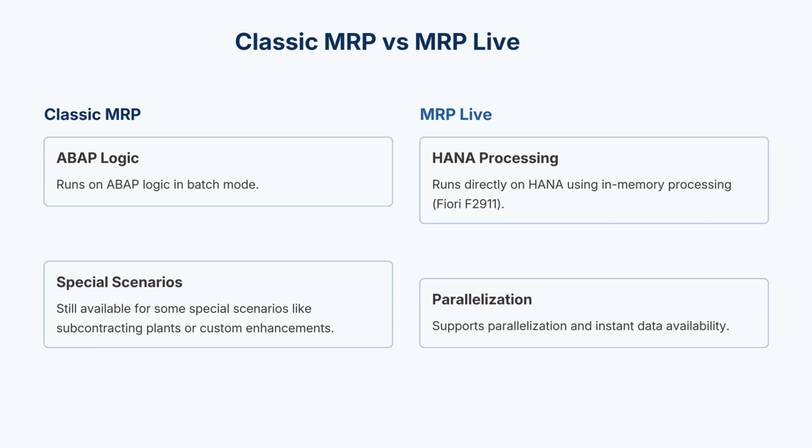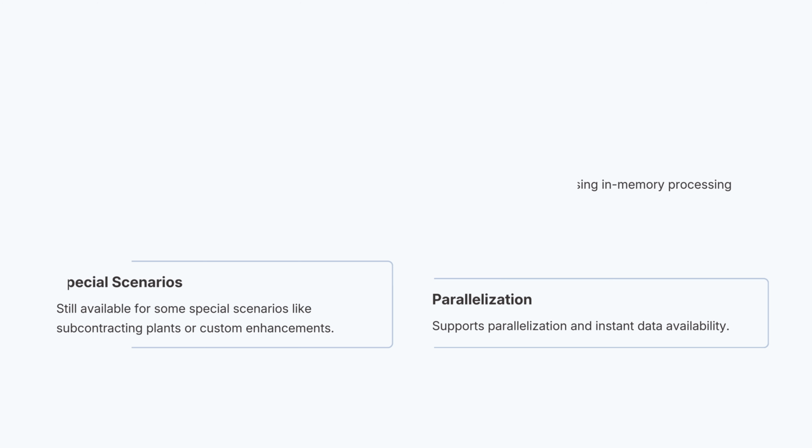Classic MRP versus MRP Live. Classic MRP uses ABAP-based batch jobs that run sequentially. MRP Live executes directly on the HANA in-memory database, enabling parallelization and instant calculation. Classic MRP remains available for niche cases like subcontracting or legacy interfaces. MRP Live is the standard for S/4HANA Cloud, fast, scalable, and designed for real-time decision-making.